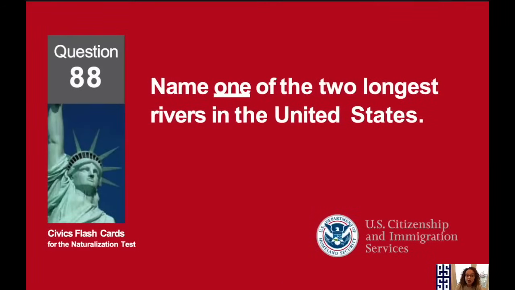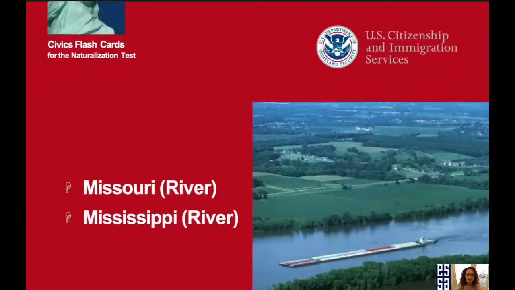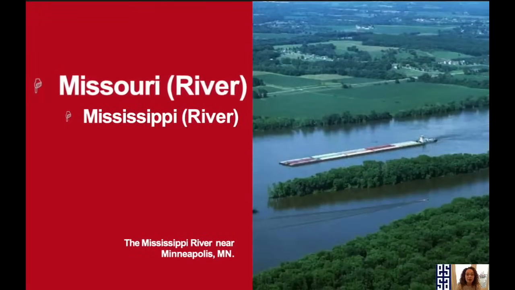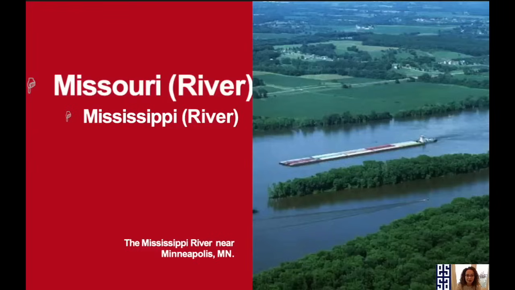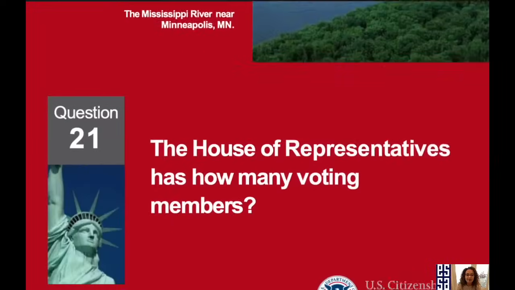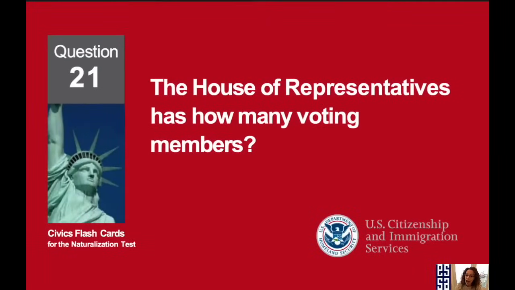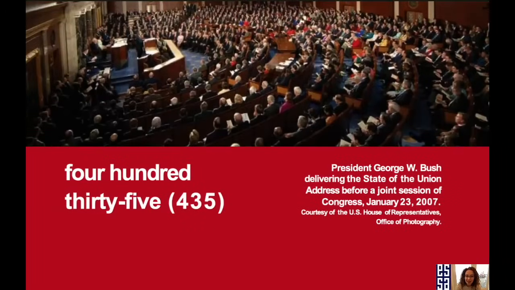Name one of the two longest rivers in the United States. The Missouri River. The House of Representatives has how many voting members? 435.